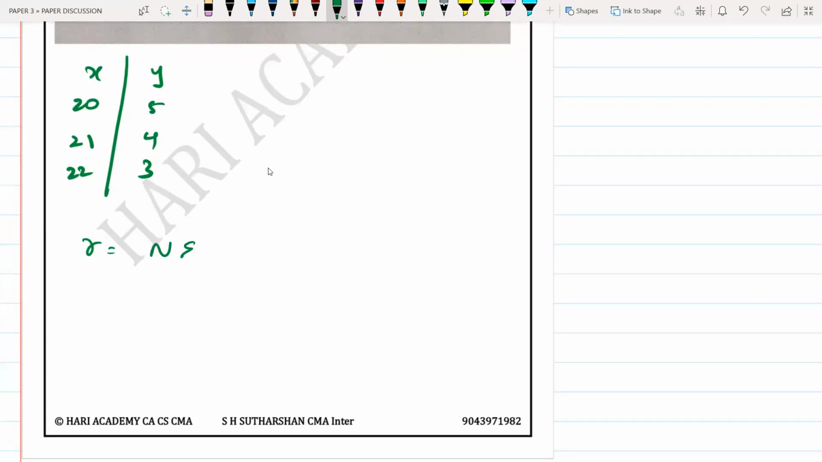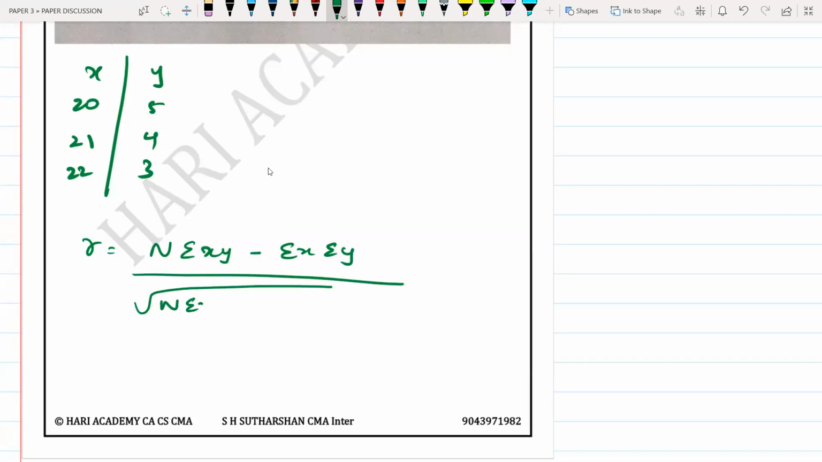R is equal to n into summation xy minus summation x into summation y, divided by root of n into summation x square minus summation x the whole square, into n into summation y square minus summation y the whole square. That's what the formula is. Now, what is the data I need? Summation xy. I will calculate summation xy. What is the summation xy? 20 into 5 equal to 20.